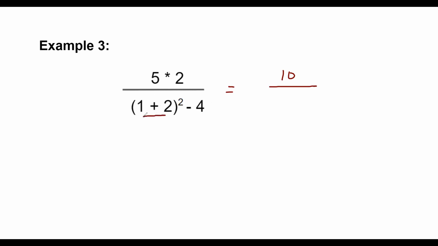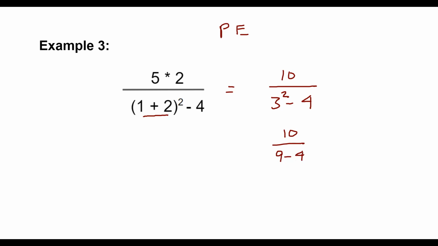We have our division bar, and then we have to simplify the bottom. And we have to start with what's in these parentheses. 1 plus 2 will be 3. So 3 to the second power, and then minus 4. We're still working on simplifying the bottom, and PEMDAS tells us parentheses. We don't have any parentheses anymore. Then exponents. We have an exponent, so let's do that next. 3 to the second power is 9. So 10 over 9 minus 4.